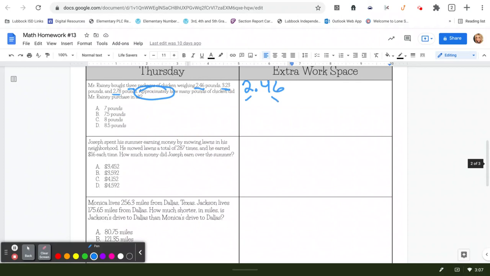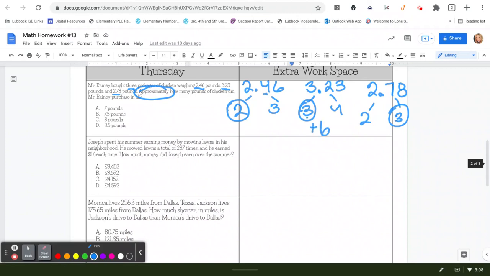2 4/6 is in between 2 and 3. This is kind of right in the middle, but because it's less, this tenths place is less than 5, we're going to go with closer to 2. 3 2/3 is between 3 and 4, and it's closest to 3. And 2 7/8 is between 2 and 3, and that 7/8 tells me we're closest to 3. So now we're going to add 3 plus 3 is 6, and 6 plus 2 is 8.